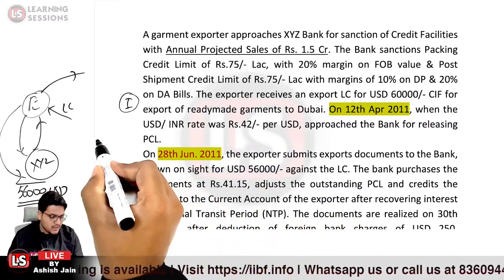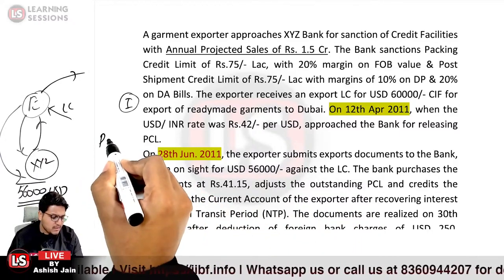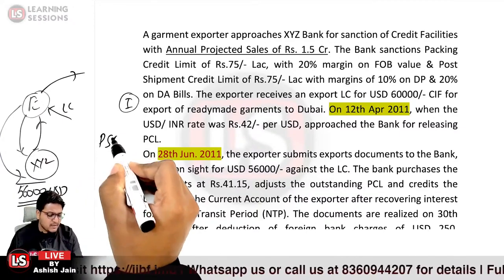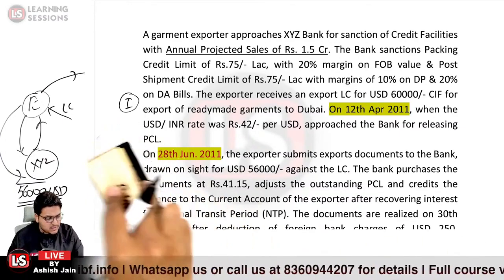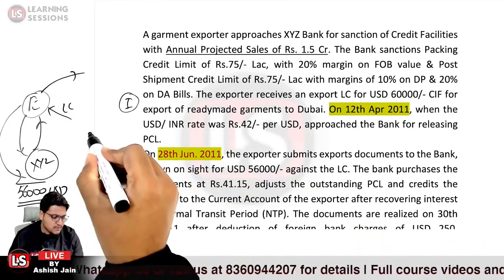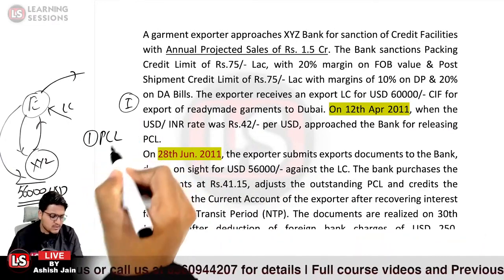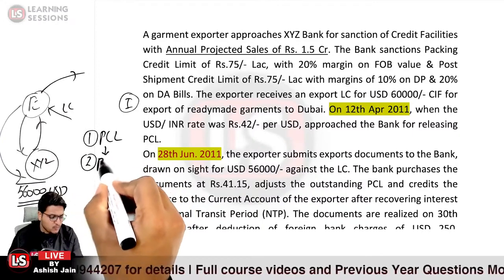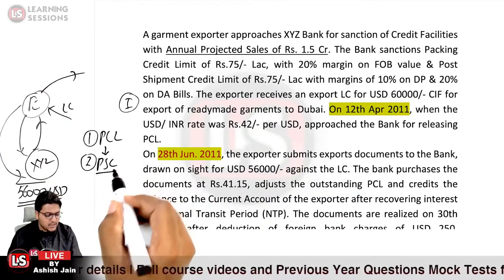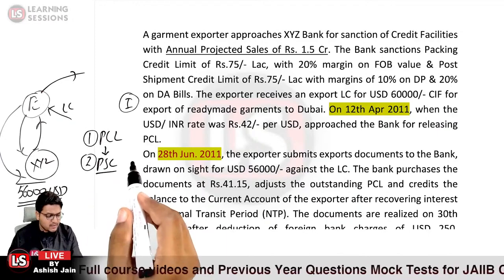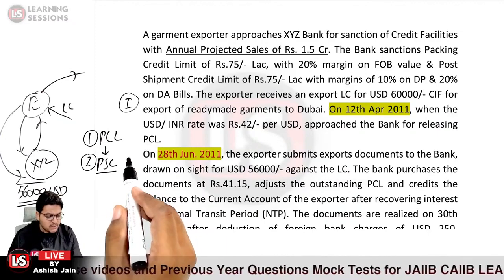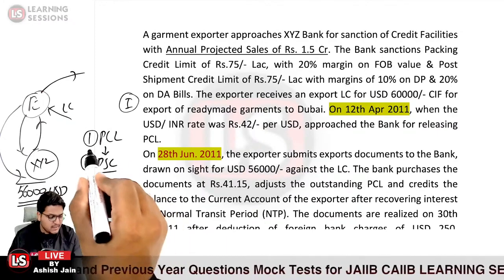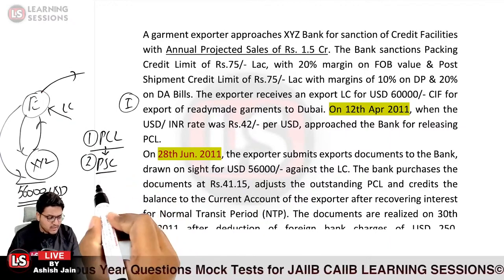First of all, the pre-shipment credit is basically packing credit. We can say the packing credit limit was sanctioned. The first case was when the packing credit limit was sanctioned, and the second case is when the packing credit limit is converted into post shipment credit. And in that scenario, whatever interest was charged for the PCL period will be deducted out of it.